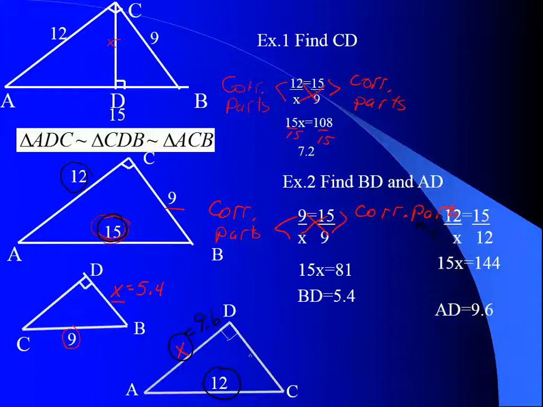So it's all about finding corresponding parts. Now, AD and BD were these two segments right here. We know that the whole thing adds up to 15. So I can check myself by adding my two values and seeing if they add up to 15. And indeed they did. So I know I did it right. Always try to find a way to check yourself. Stops careless mistakes.